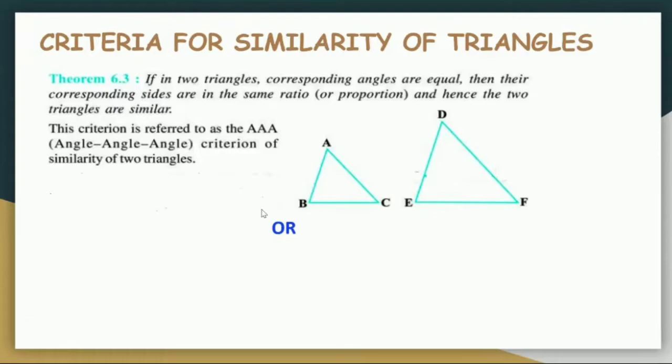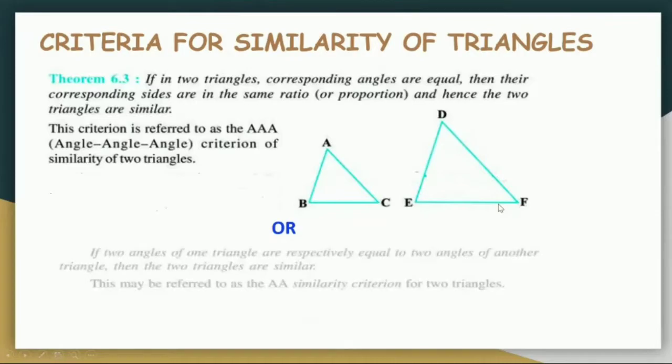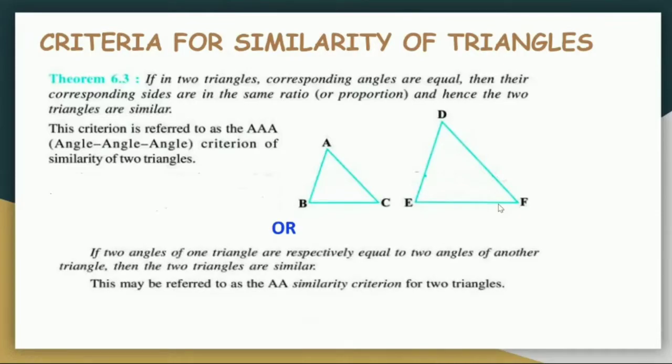Or else, even for that matter, if two angles of one triangle, see if I have angle A equal to angle D, angle B equal to angle E, automatically by the angle sum property, angle C would be equal to angle F. So it is not even the three angles that are required to be equal. Even if two angles of one triangle are respectively equal to two angles of the other triangle, then the two triangles are similar. This may be referred to as AA similarity criterion for two triangles.